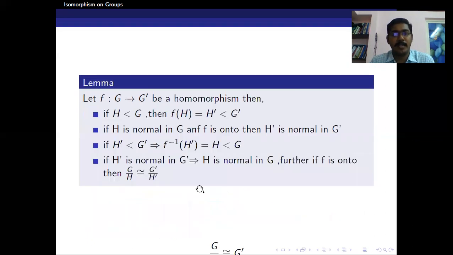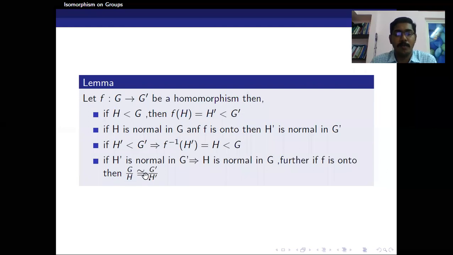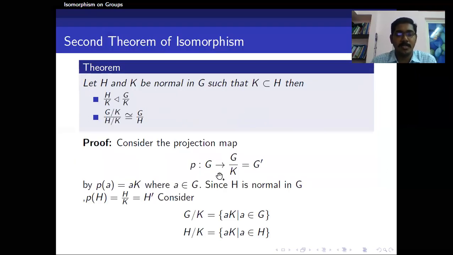Hence the proof. Then the next lemma: let f from G to G dash be a homomorphism. Then K is a subgroup of G and f of H is a subgroup of G dash when f is a homomorphism. If H is normal in G and f is onto, then H dash is normal in G dash. Suppose H dash is a subgroup of G dash, then f inverse of H dash is equal to H. Then the inverse image of a subgroup is also a subgroup of G. If H dash is normal in G dash, that implies H is normal in G. Further, if f is onto, then G over H is isomorphic to G dash over H dash.